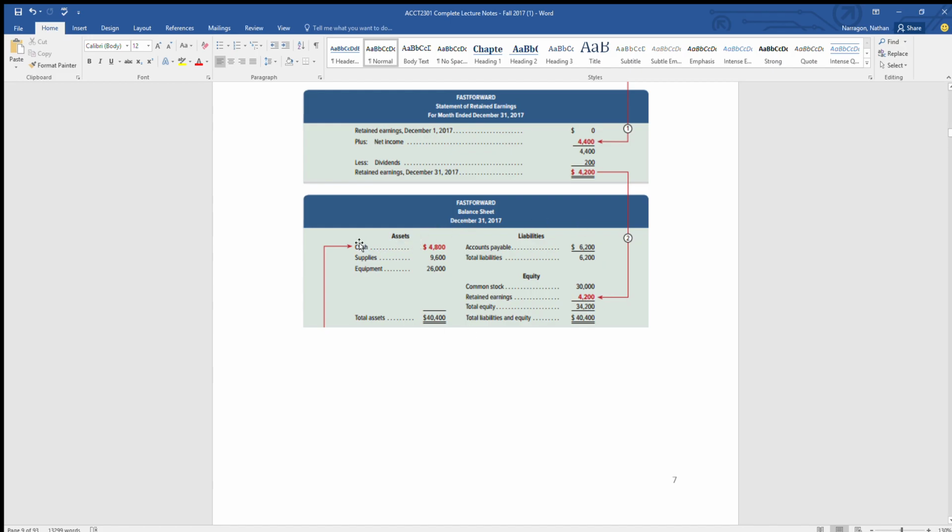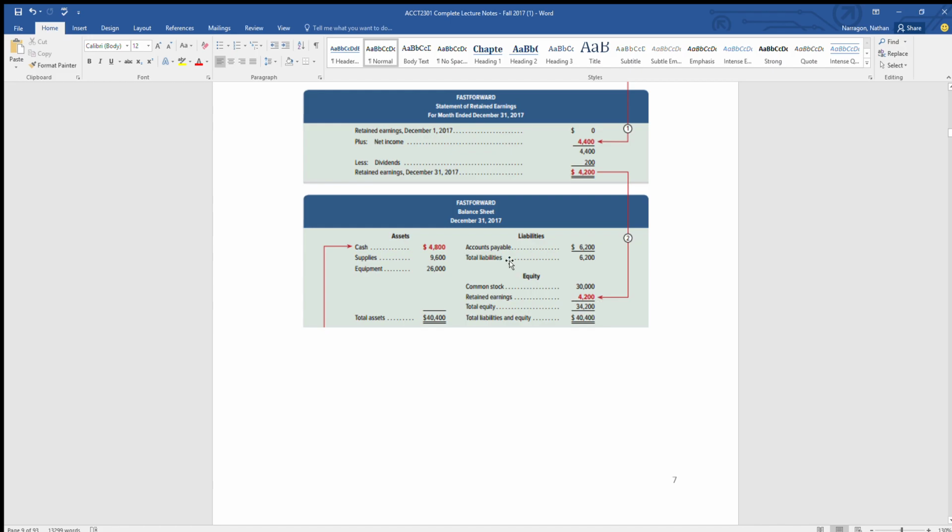So this will show all your assets. So they have cash, supplies, and equipment. They add all those up to total assets right here. They only have one liability of accounts payable, so their total liabilities is 6,200. They had common stock of 30,000, and then 4,200 came down to retained earnings. So their total equity is 34,200.